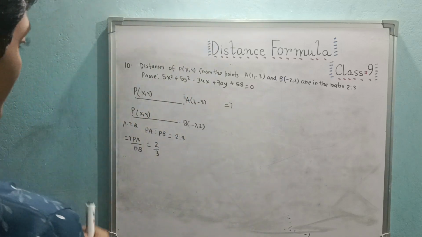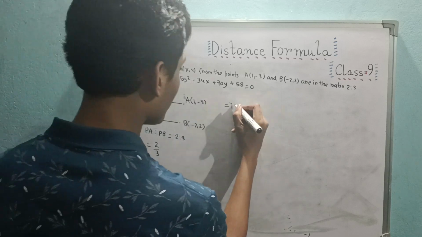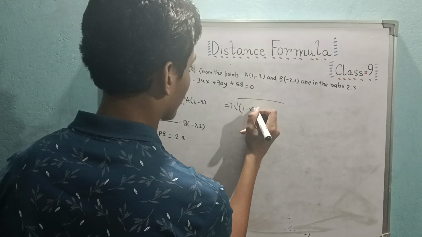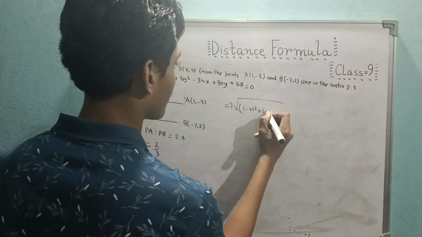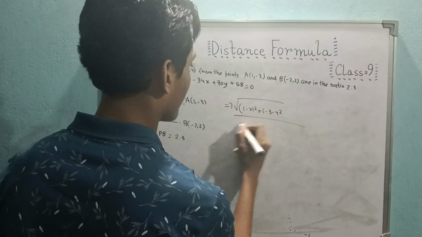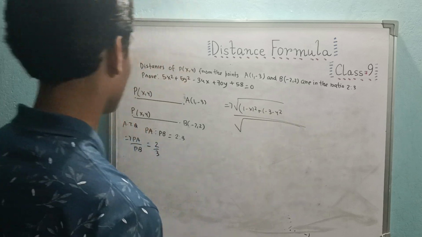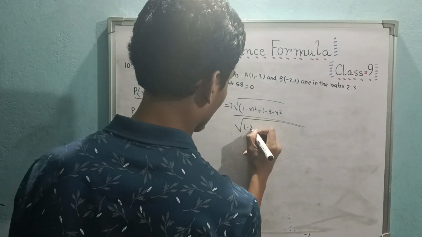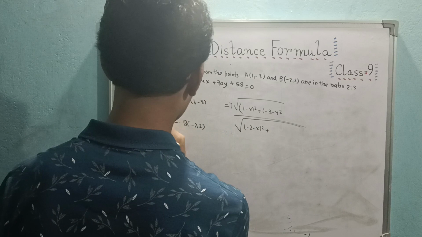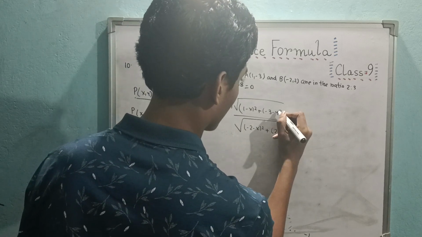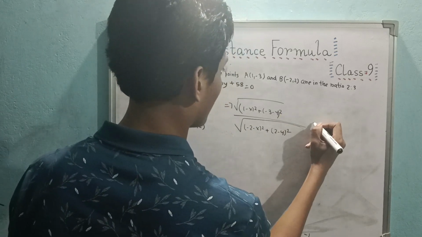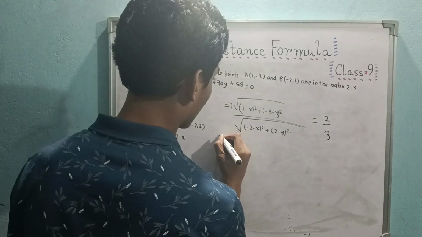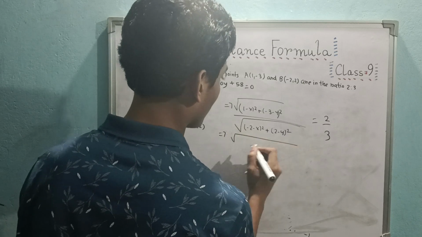Okay, now comes the main question. So what is the distance PA? Root of (1 minus x) whole square plus (minus 3 minus y) whole square, divided by root of PB, which is (minus 2 minus x) whole square plus (2 minus y) whole square. Forgot to put the bracket, horrible stuff. This ratio is equal to 2 by 3. Already you can see the answer, I know. Then just do the calculation.